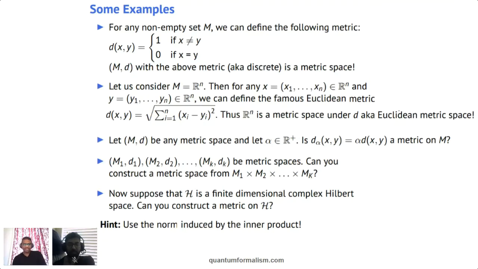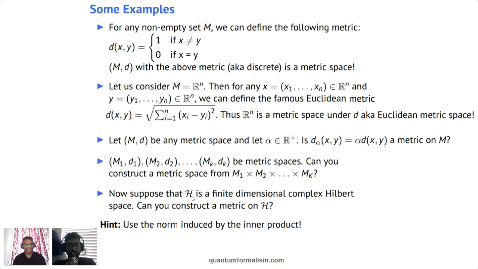Now here's a challenge for you, given these metric spaces M1 with D1, M2 with D2, and so on, and you construct a metric structure out of the Cartesian product of the respective sets. So this is a challenge for you. Homework for you is to play around with the concept of metric space, given a metric, go and construct a metric for the Cartesian product.